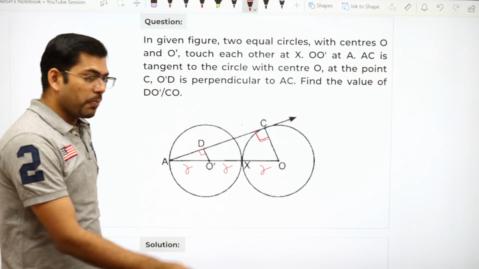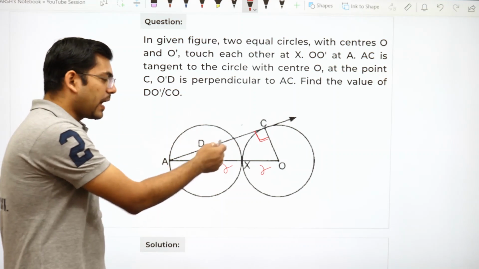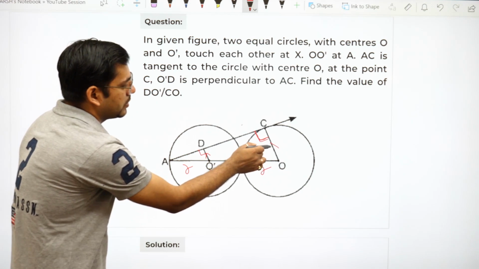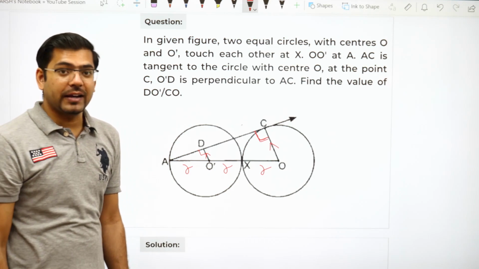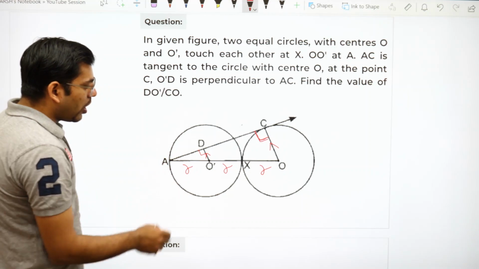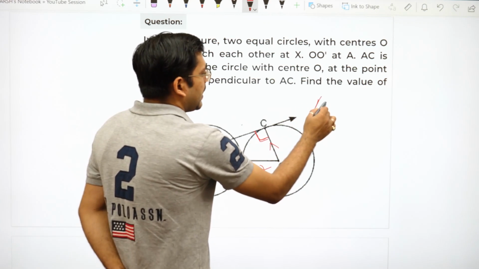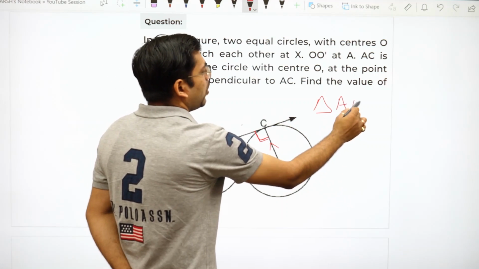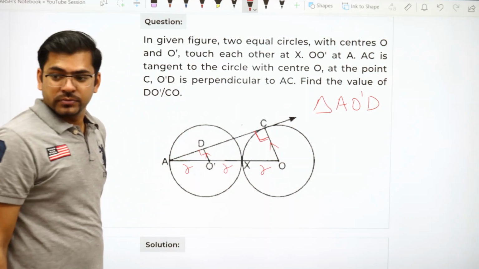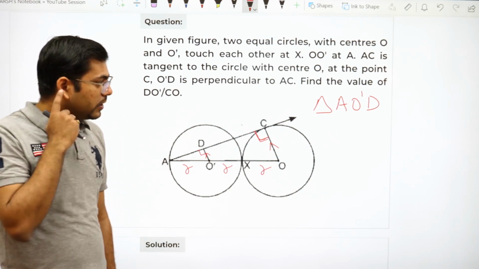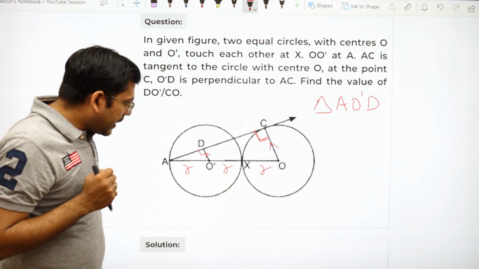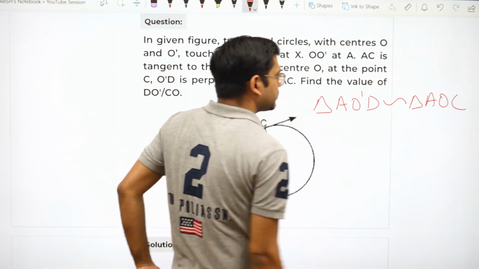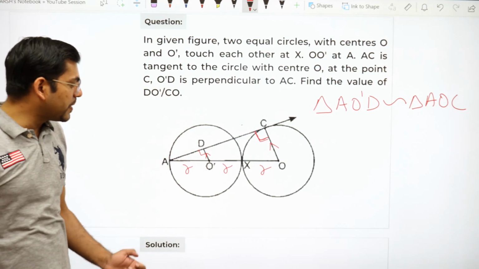So both of them are 90 degree. Now they will be kind of parallel. If both of them are parallel, I'll write it down. Triangle AO dash D will be similar to triangle AOC.